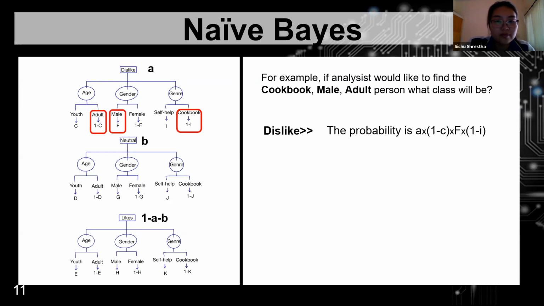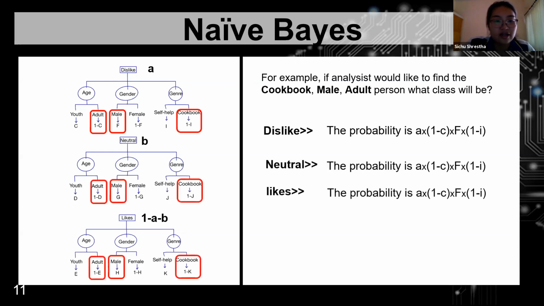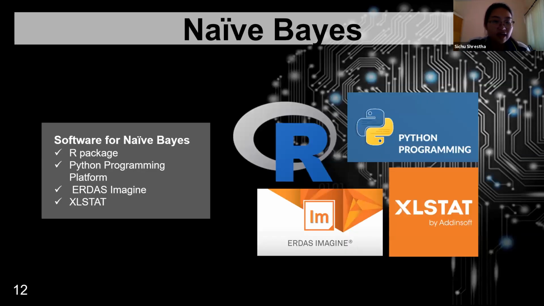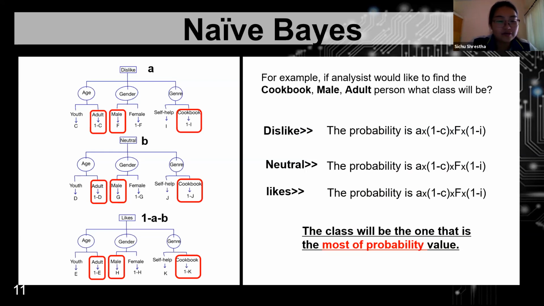And then we will do the same for neutral and right and find the result, the most probable value, and we will answer that the cookbook male adult person will be classed as that class. Okay. And now this is how Naive Bayes works.